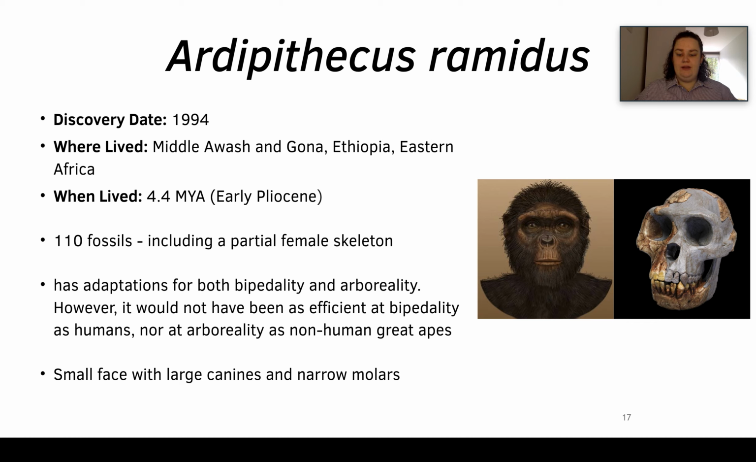However, it probably wouldn't have been as efficient with its bipedality as humans, and also it wouldn't have been as good in the trees as non-human great apes, so for example the chimpanzees. So it's kind of like not good at either. And it had a small face with large canines and narrow molars. And Ardipithecus also had this forwardly placed foramen magnum, so we know they could have been bipedal.